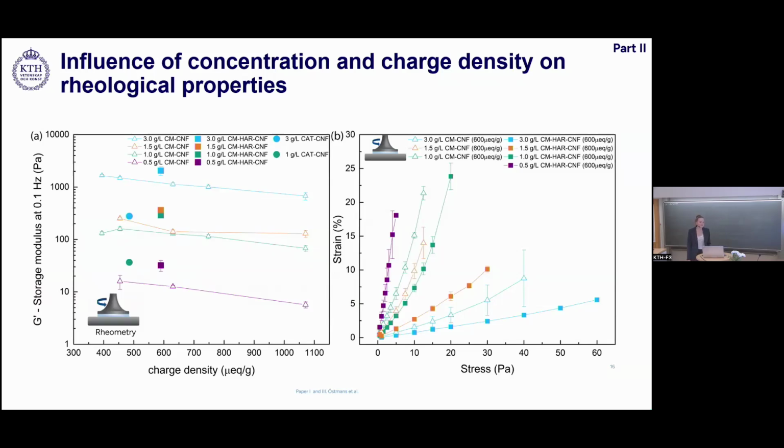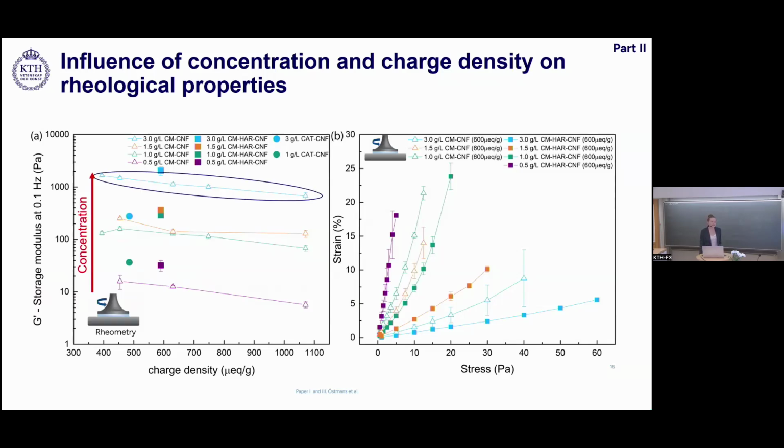And from the frequency sweep, we can actually get insight about the stiffness of our hydrogel network structure. And here you can see that if we increase the concentration of fibrils in our hydrogel network structure, we also increase the storage modulus. But this is not so surprising, because if we increase the concentration, we will have more fibrils in the system, which can form more contact points.